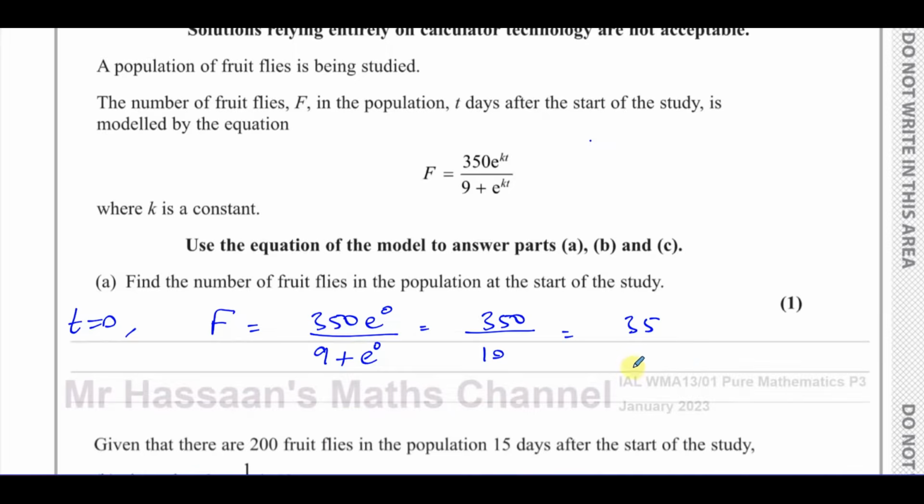So the number of fruit flies is 35. That's a nice, simple answer, just worth 1 mark.